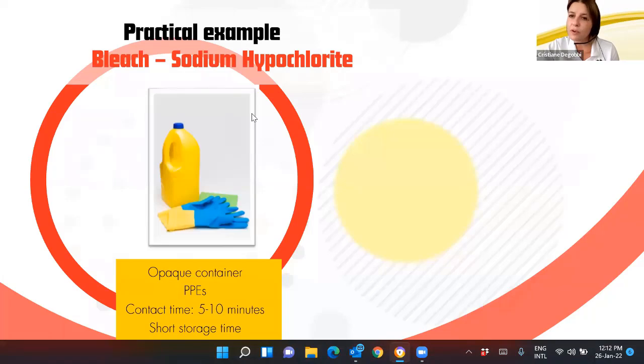The contact time for bleach to be effective to kill the number of pathogens that you want is going to range from 5 to 10 minutes, depending on the manufacturer and the application.